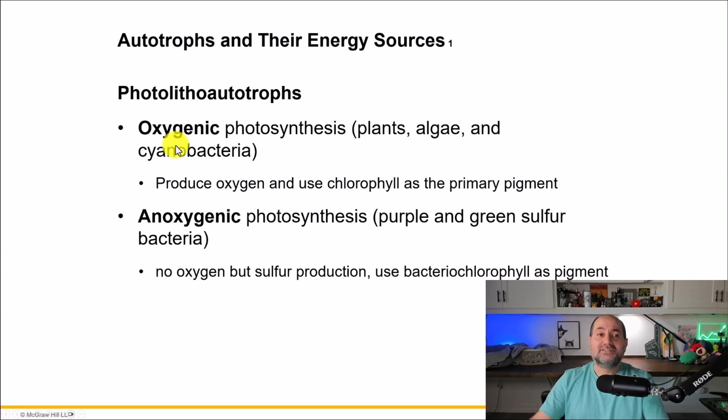So a plant is a photolithoautotroph, right? A plant is a photolithoautotroph because it gets its energy from sunlight. It gets its electrons from water if it's an oxygenic photosynthesizer. Did you know that plants, algae, and cyanobacteria are known as oxygenic photosynthesizers because they make oxygen?